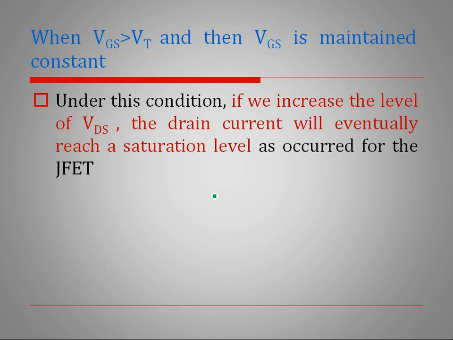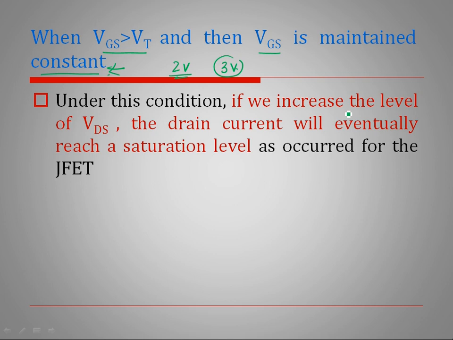Now, when VGS is greater than V threshold, what will happen? When VGS is made greater than V threshold, we increase the level of VDS. We make VGS at a value greater than V threshold and we maintain this VGS constant at that value. Suppose the threshold voltage is 2 volt. We make VGS greater than V threshold, we make it 3 volt, say, and maintain it constant.